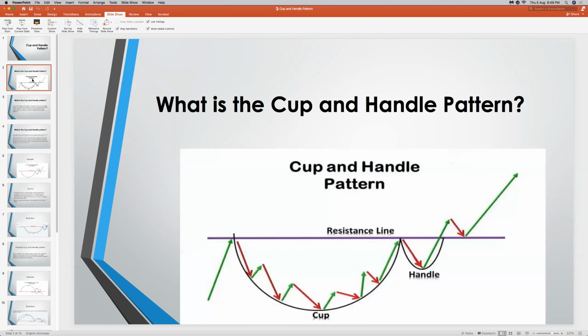It's a really simple pattern. Again, it's a very powerful pattern. It takes a while to form, but when it forms, we have a high degree of certainty that the market is going to go in that direction. So for the cup and handle pattern, that's what it is.